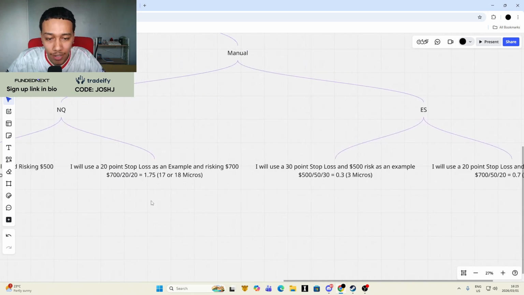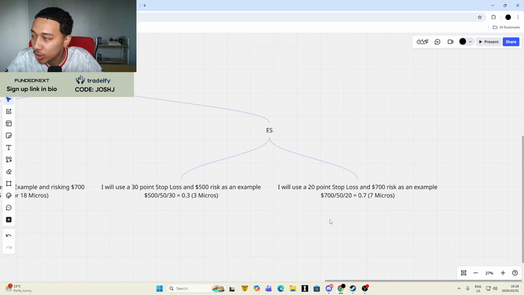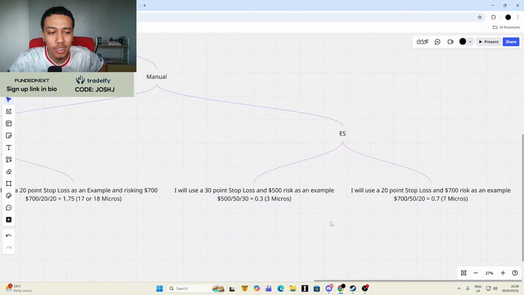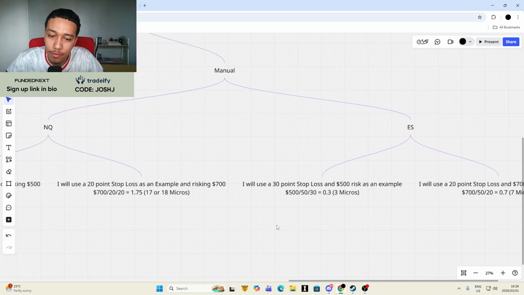So let's say you get a value like 1.9. You can either use 19 micros or 2 minis. If you get a value like 1.1 or 0.9, you can either size down or up and make it 1 mini, so you can enter on 1 mini instead of 10 micros. So you can obviously enter, like I said, with 15 micros, 17. But if your stop loss or risk calculation comes out to like 2.9, let's say, you might as well round up to 3 minis.